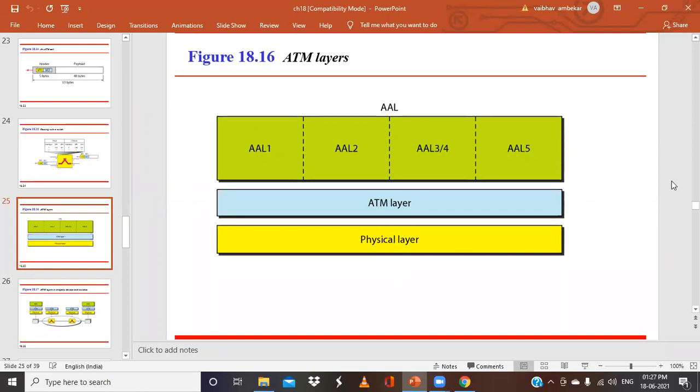Are we clear with this? Yes, sir. So this can be asked for 4 marks: what are the ATM layers? Again, you have to draw this diagram and just explain 1 or 2 points. That is sufficient.